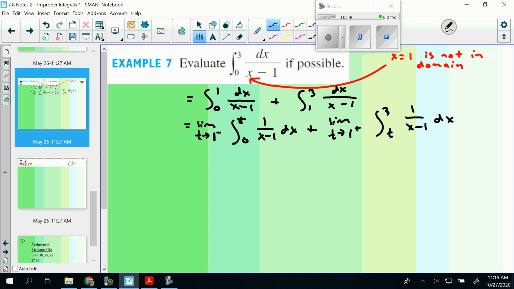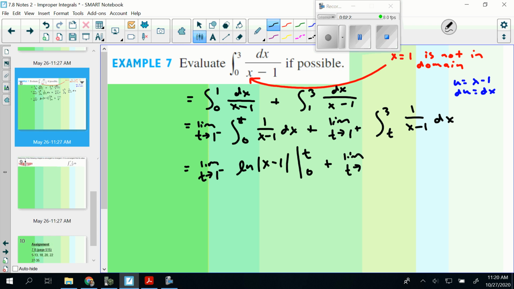So now we want to evaluate these and find these antiderivatives. If you want to do a substitution, if we do u equals x minus 1, the derivative would be dx. That's going to make this 1 over u, which we know the antiderivative is going to be natural log, and then sub back in. So the antiderivative here is going to be natural log of absolute value of x minus 1, and then we want to evaluate that at t and 0. The same with this one, also natural log of absolute value of x minus 1, evaluated at 3 and t.